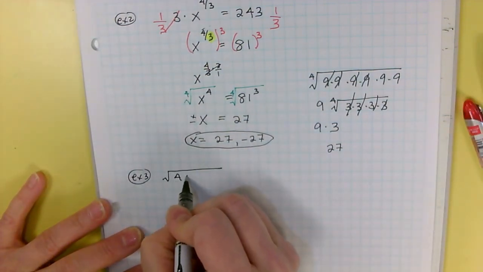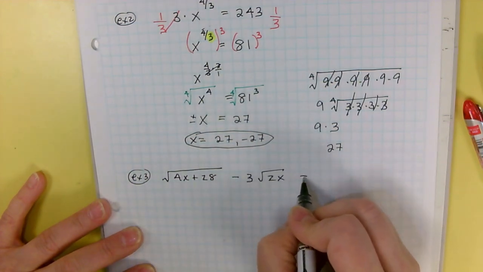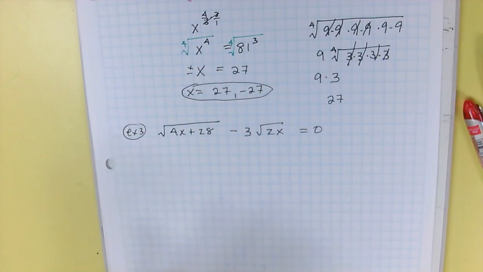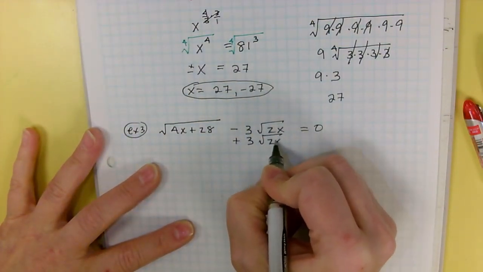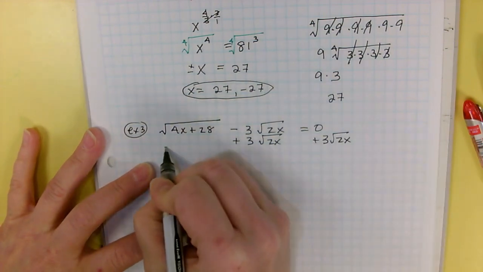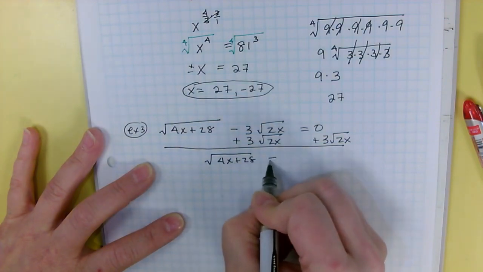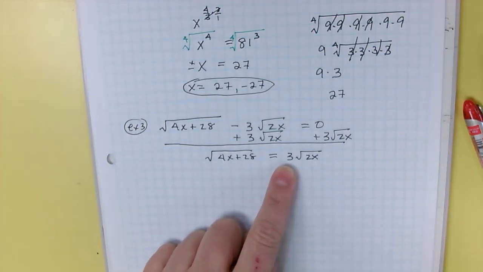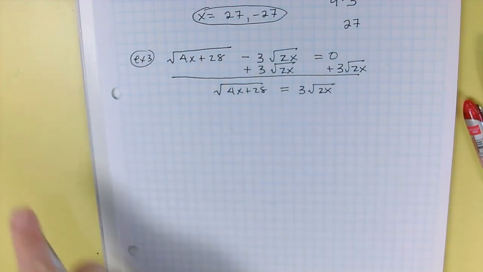Here we go. Square root of 4x plus 28 minus 3 square root of 2x equals 0. Okay, in this case, it's impossible to isolate both radicals at the same time, so we're just going to isolate one of them. I usually do the more complicated one first. So I'm going to add 3 radical 2x over to the right. So now I have square root of 4x plus 28 equals 3 radical 2x. Now, in this case, taking the 3 scalar off is not productive because that will just give us a fraction over here. So we're going to leave it where it is.